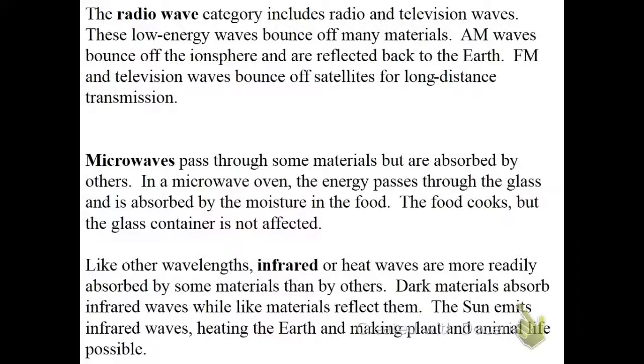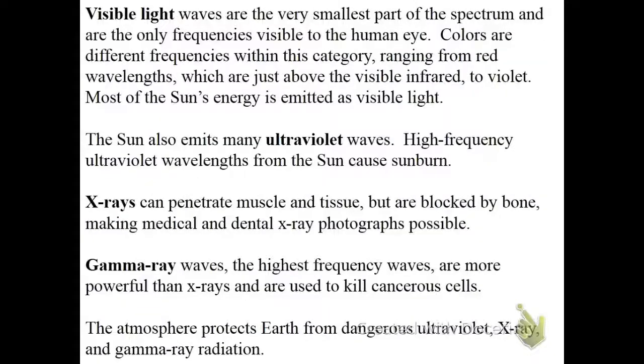So for example, in your microwave oven, they can pass through the glass or plastic container that you're using, but they are absorbed by the moisture in the food so that your food cooks, but the glass container doesn't get hot. Infrared, also known as heat waves, are readily absorbed by darker materials, but generally reflected by lighter materials. The sun emits infrared waves, which is what keeps the Earth warm, and it also contributes to our greenhouse effect, which is why we have life on Earth.